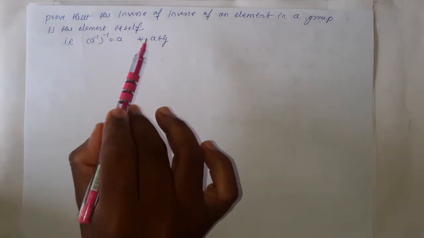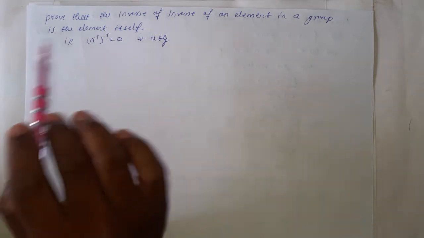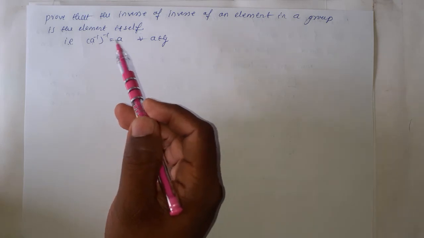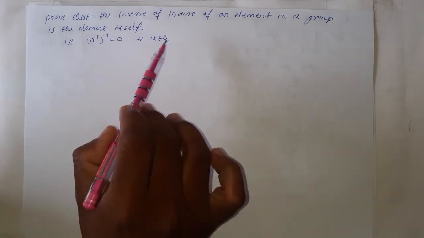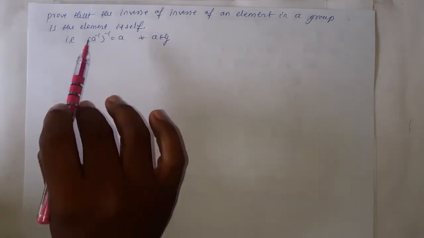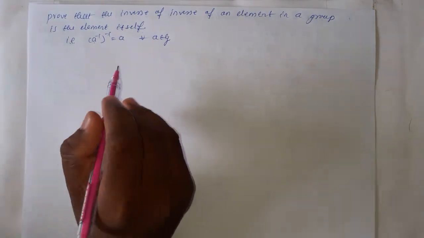So this is the meaning of the theorem, and it is true for each and every element of the group G. So you can write B inverse whole inverse equal to B itself, like that. It means if A is an element of the group G, and here first of all G must be a group, that has to satisfy the 4 laws: closure, associative, identity, inverse. That is fixed. Then the inverse of A inverse is equal to A. Now let us prove this one.